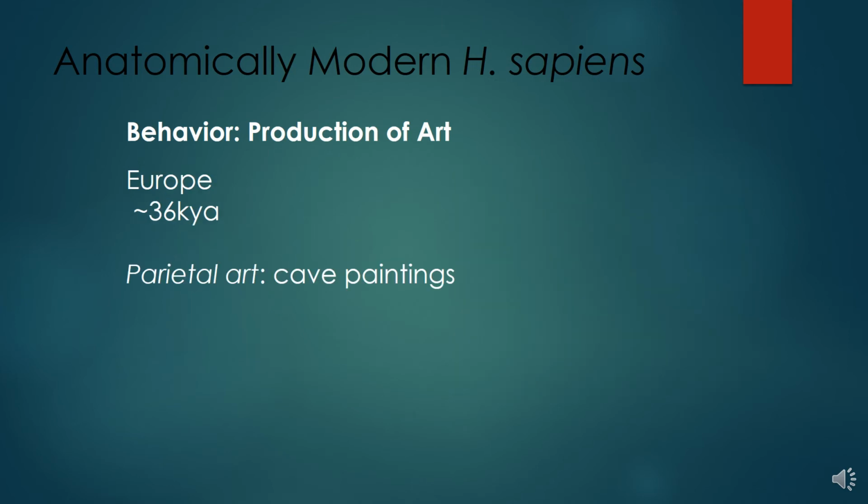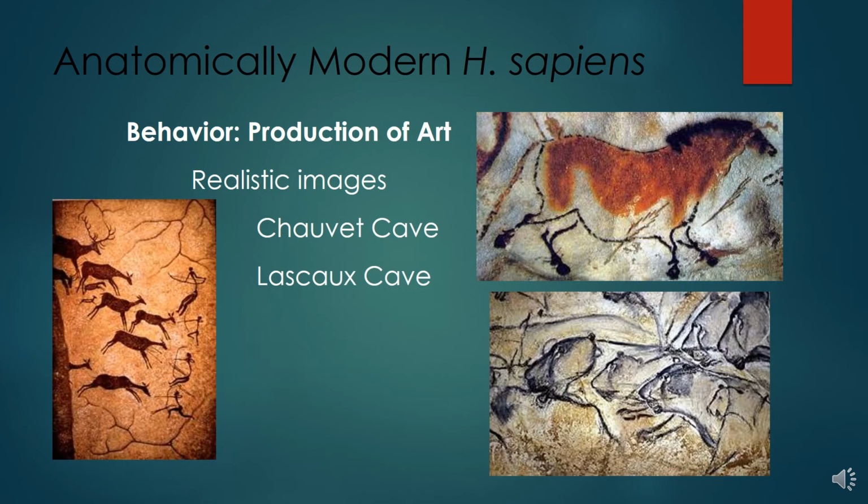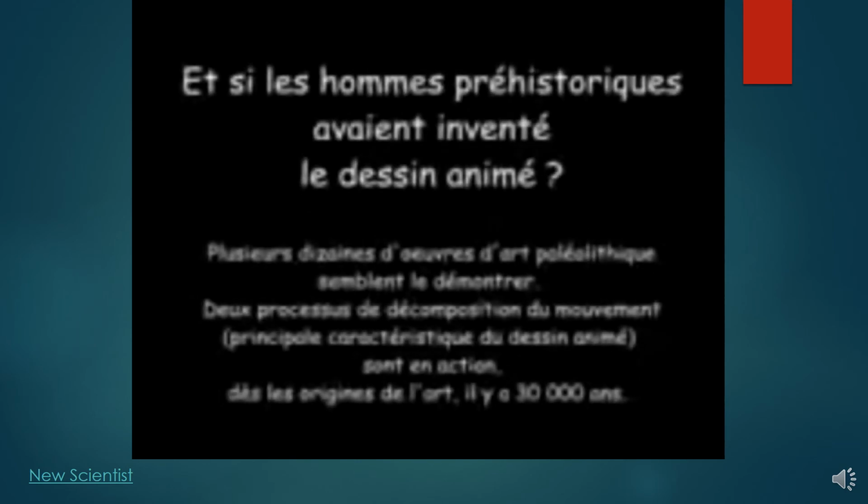And in Europe, we have some really fabulous examples dating to around 36,000 years ago of what we call parietal art, or cave painting. These include both abstract images of geometric designs, and then more realistic images, such as those in Chauvet Cave and Lascaux. Now, this video I'm actually going to link to in Blackboard rather than playing it through the PowerPoint here, but I really recommend you look at this for some of the new research that's coming out about these parietal drawings.